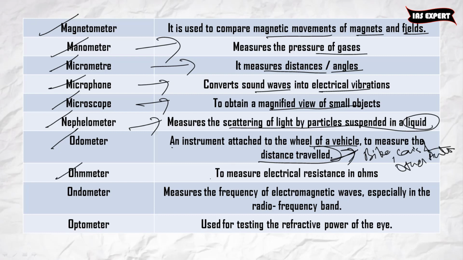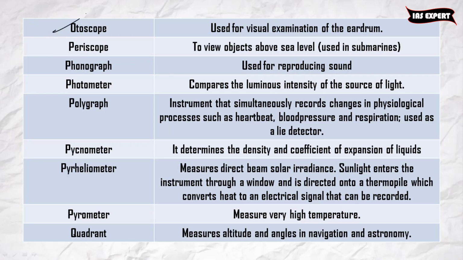Ohmmeter, instrument used to measure electrical resistance in ohms. Ondometer, the instrument which measures the frequency of electromagnetic waves, especially in radio frequency band. Optometer, the instrument which is used for testing the refractive power of eye. Otoscope, the instrument which is used for visual examination of eardrums. Periscope, the instrument which is used to view objects above sea level, usually used in submarines.